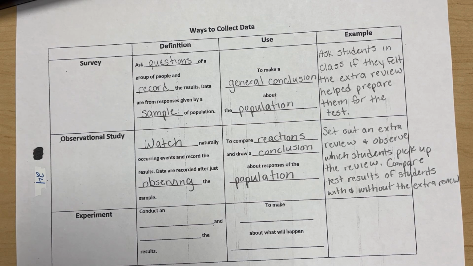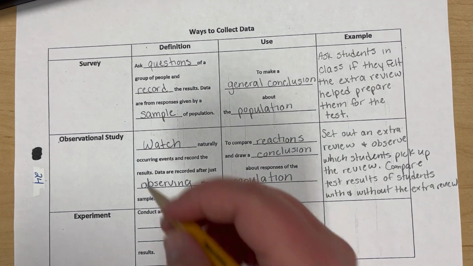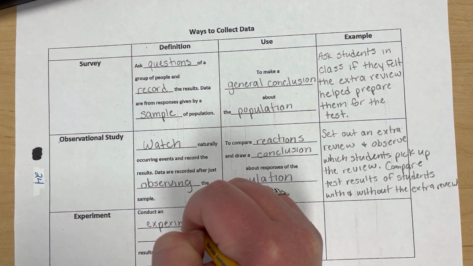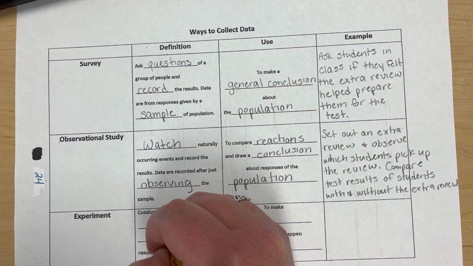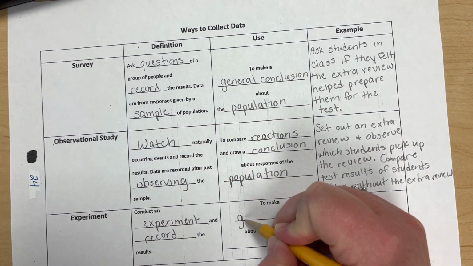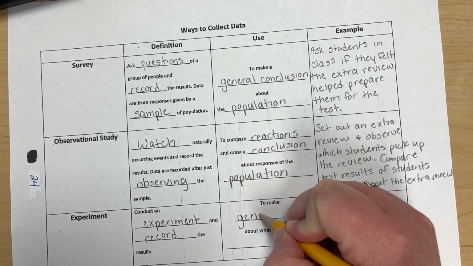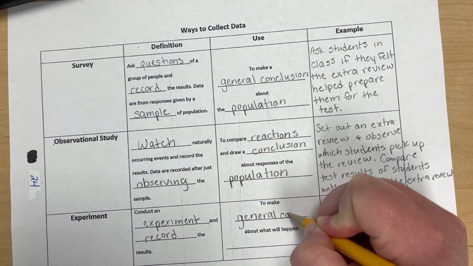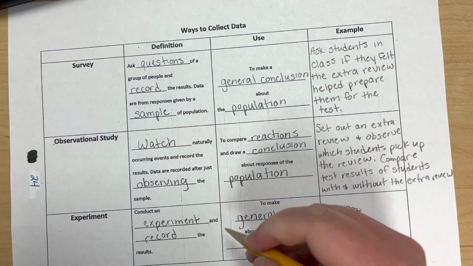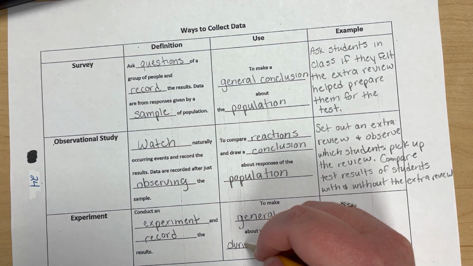Finally, the last one is an experiment, where you would conduct an experiment and record the results. Again, that's used to make general conclusions about what will happen during an event.